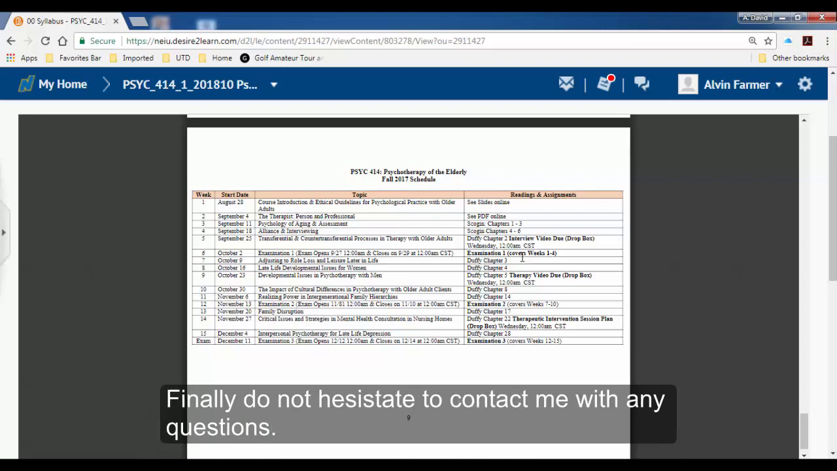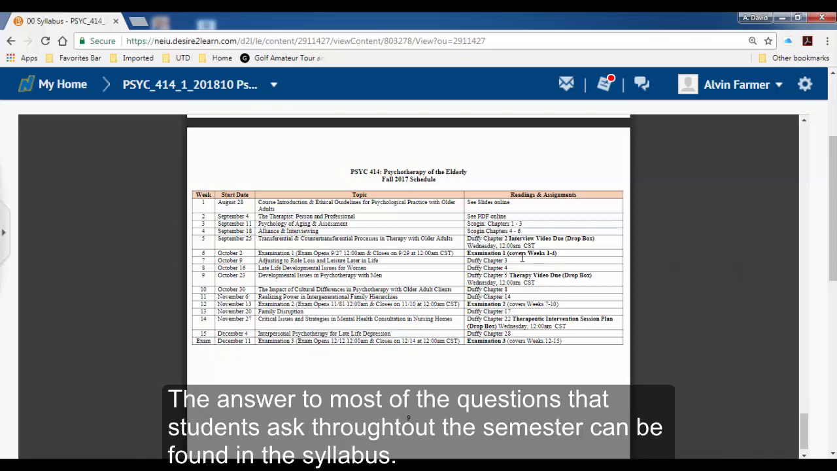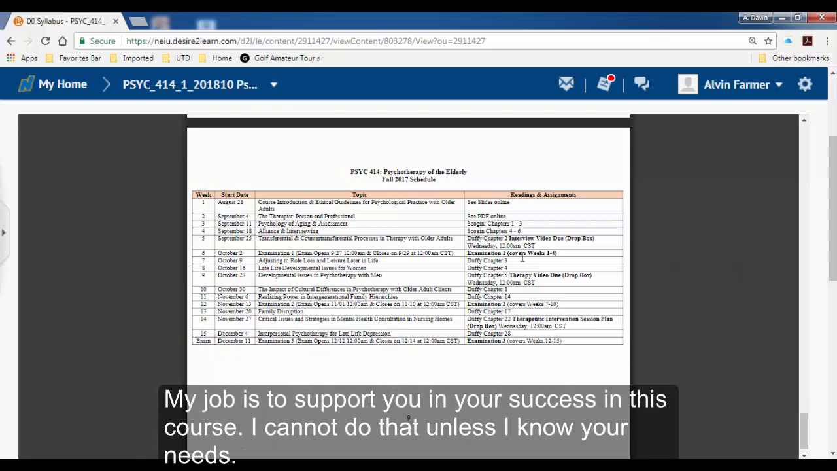Finally, do not hesitate to contact me with any questions. However, make sure that you review the syllabus before you contact me. The answer to most of the questions that students ask throughout the semester can be found in the syllabus. Anyone with a disability should contact me privately to discuss additional support. My job is to support you in your success in the course. I cannot do that unless I know your needs.